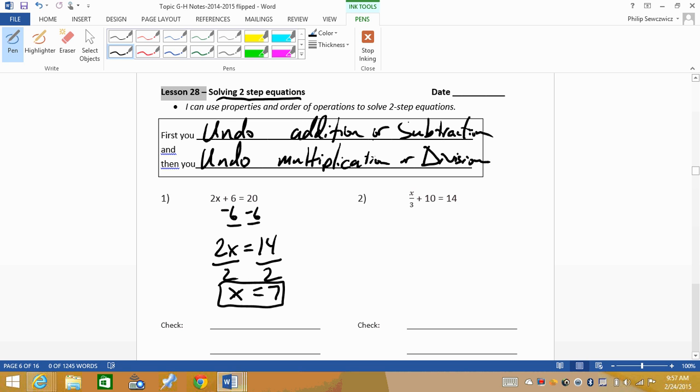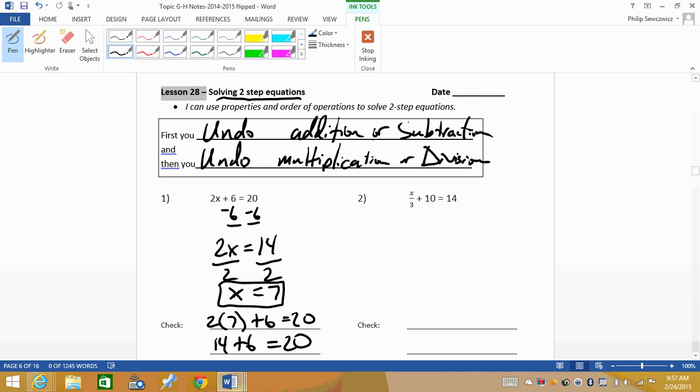Let's go to our check step, which means we're just going to plug things in. So we're going to do 2 times 7 plus 6, and we're curious if we get 20. Do your multiplication. 2 times 7 is 14. So the question is, do you agree that 14 plus 6 equals 20? It certainly does, so we shall keep it. Let's look at the second problem.